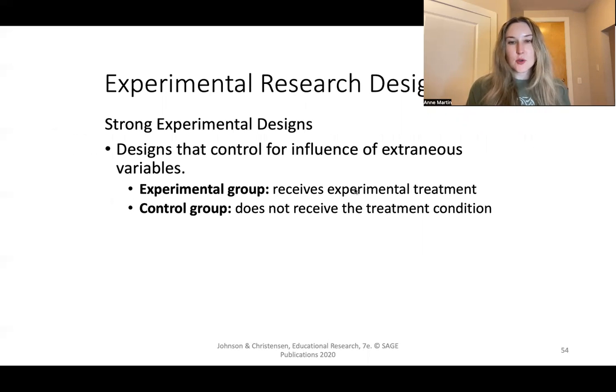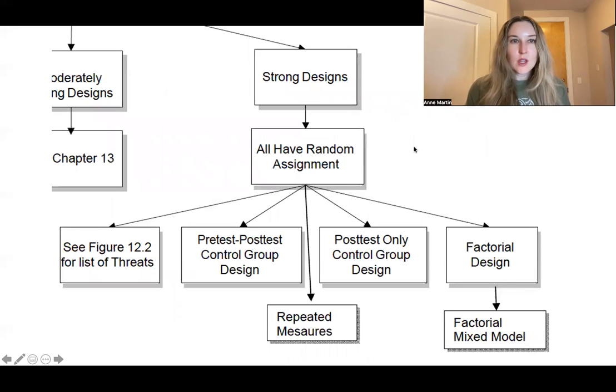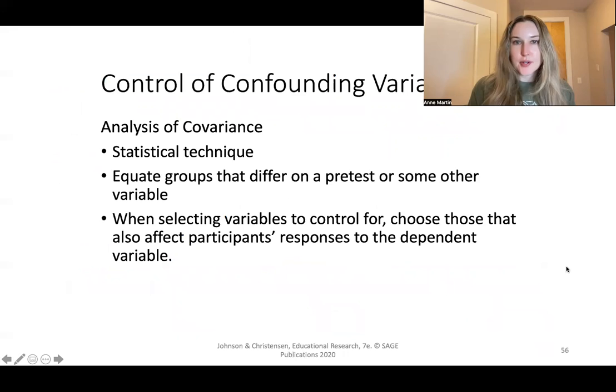You have the experimental group who gets the treatment, which is the independent variable, and then the control group does not, but both of them are measured on the dependent variable to see if there is a difference on that dependent variable. So here is another visual about strong designs. All have random assignment, and here are some of the different types that you could use along with random assignment to control for those extraneous confounding variables.